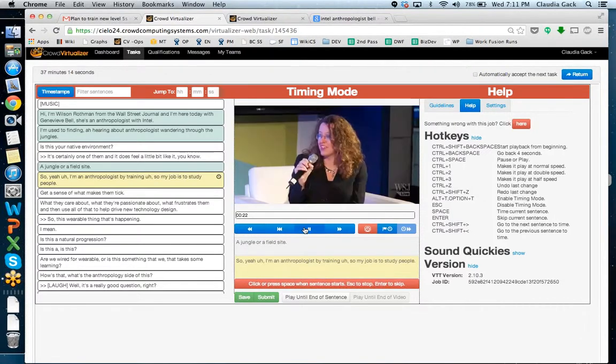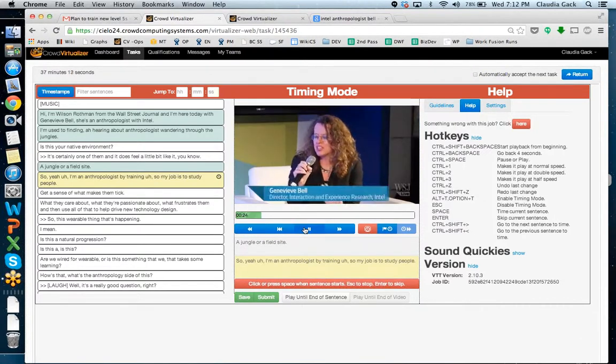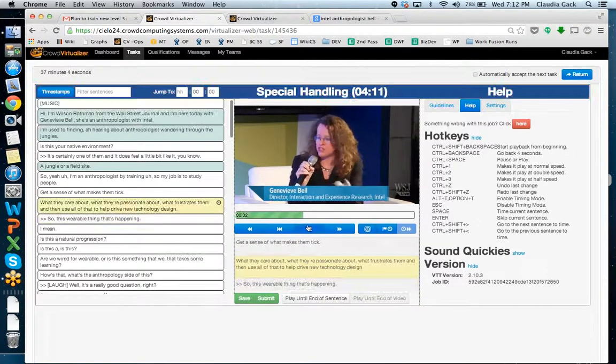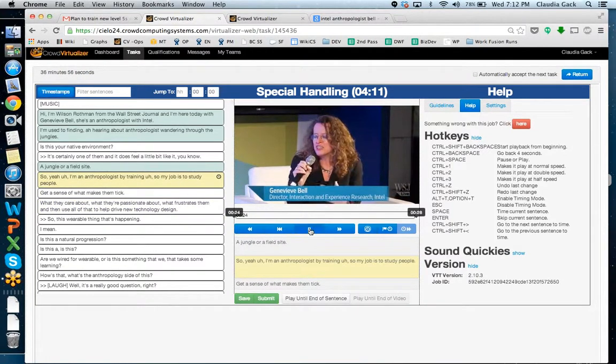One of them, and it does feel a little bit like, a jungle or a field site. So yeah, I'm an anthropologist by training. So my job is to study people, get a sense of what makes them tick, what they care about, what they're passionate about, what frustrates. So basically, I always hit the space bar whenever she says the first word of that new snippet, and as fast as possible, obviously. So yeah, I'm an anthropologist by training. So my job is to study people, get.